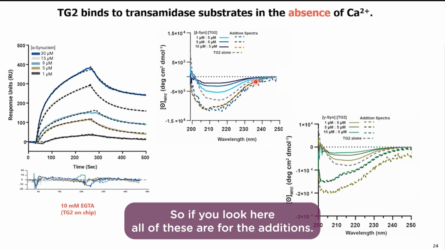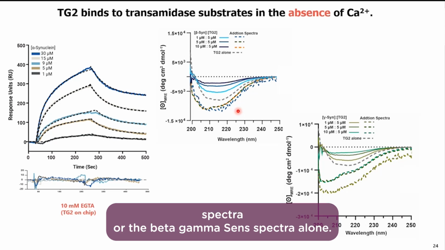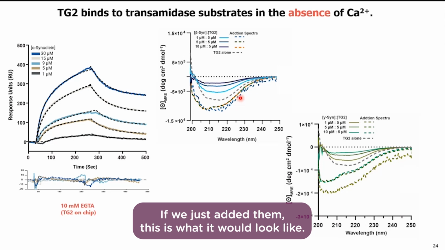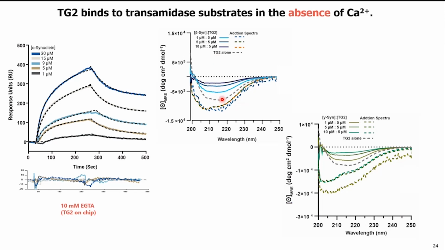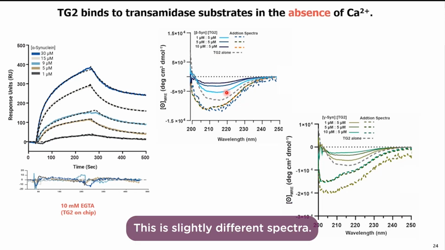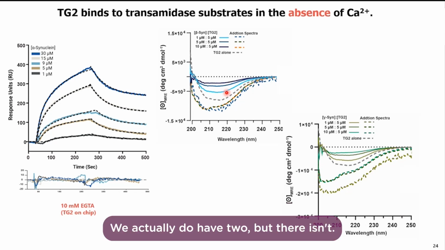So if you look here, all of these are for the addition spectra, so just either the TG2 alone spectra or the beta or gamma syn spectra alone. If we just added them, this is what it would look like. And what we see is when we titrate in different amounts of alpha syn, we see slightly different spectra. So we're presuming that we're forming some sort of complex. We actually do have HDX too for the beta syn, but I'm not going to show that yet.